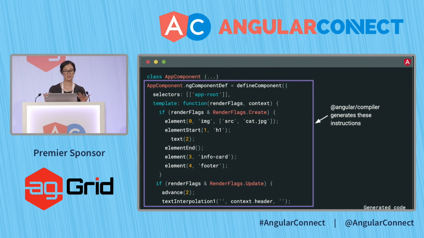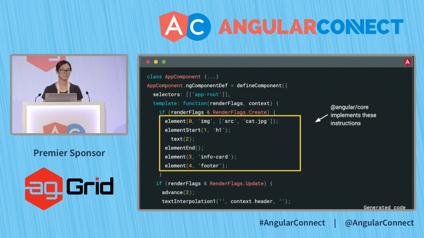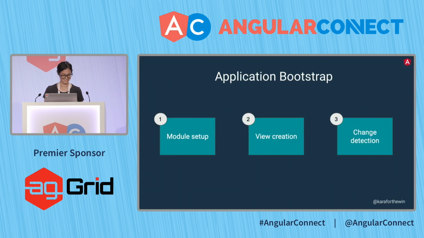So one way to think about it would be that the compiler generates these definitions and these instructions, and the runtime actually implements those instructions as your application is running. So this definition probably looks kind of intense right now. There's a lot of stuff going on, but don't worry about understanding what's in it right this second. Throughout the course of the talk, I'll be explaining what these instructions are and how they work. So hopefully by the end of this talk, you can read these with confidence and happiness.